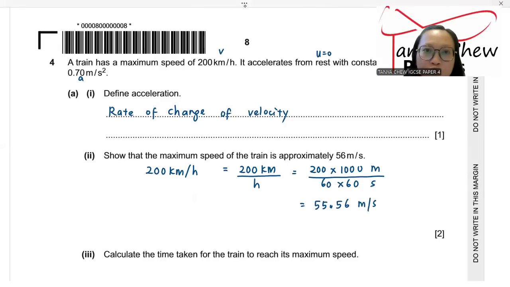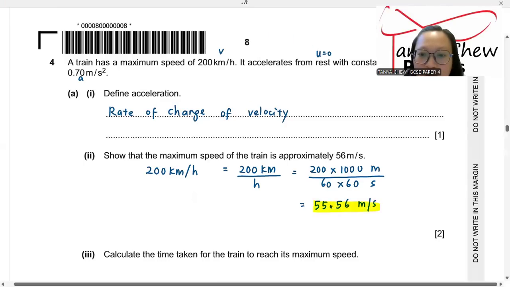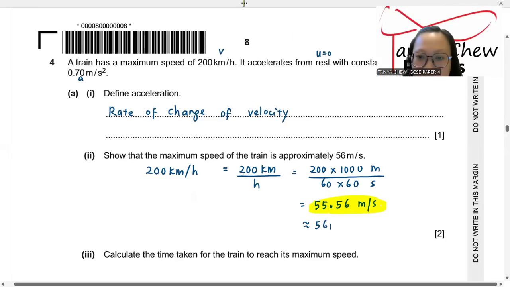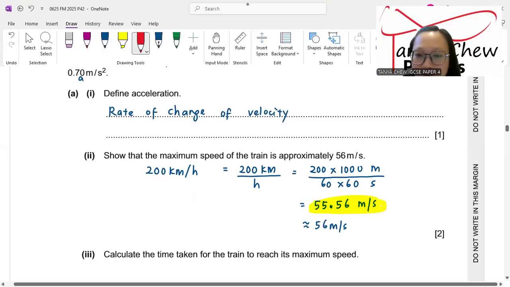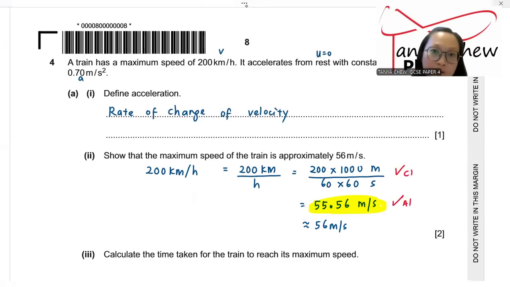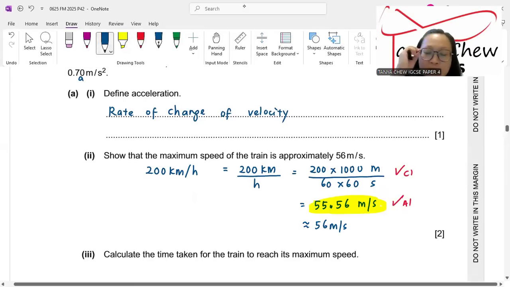You have to show this. This is called intermediate answer, right? The examiner would want to see this before you round it off to 56 meter per second. Do you know how you get marks here? 1 mark is for conversion and 1 mark is for intermediate answer before you round it off. C means calculation, A means answer.